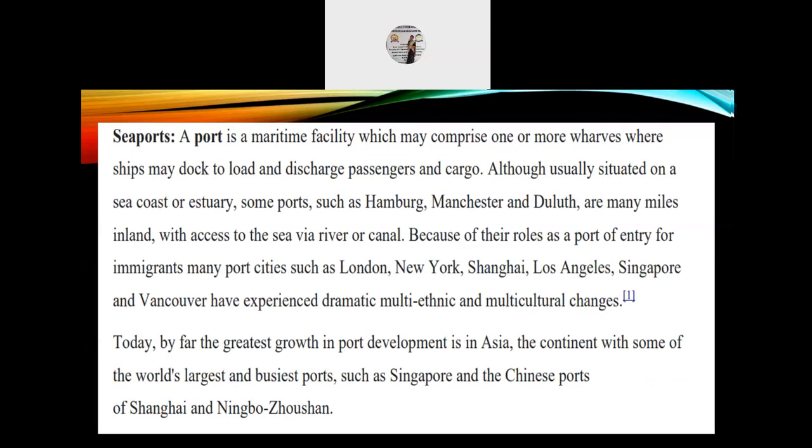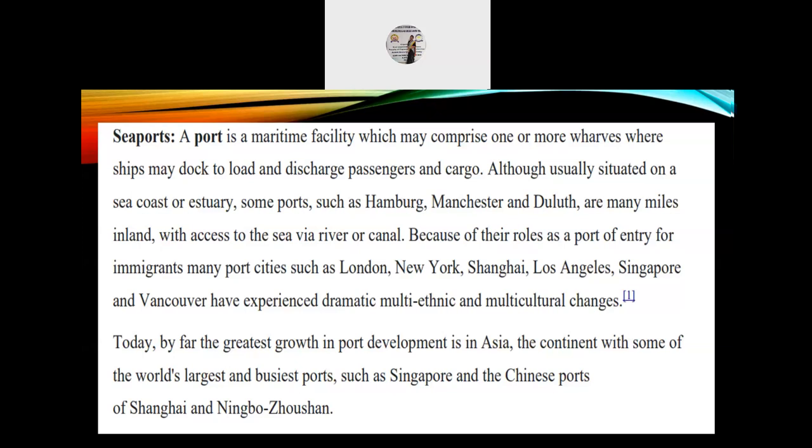Next, seaport. A port is a maritime facility which may comprise one or more wharves where ships may dock to load and discharge passengers and cargo. Although usually situated on a sea coast or estuary, some ports such as Hamburg, Manchester and Duluth are many miles inland with access to the sea via river or canal. Because of their roles as a port of entry for immigrants, many port cities such as London, New York, Shanghai, Los Angeles, Singapore and Vancouver experience dramatic multi-ethnic and multicultural changes.